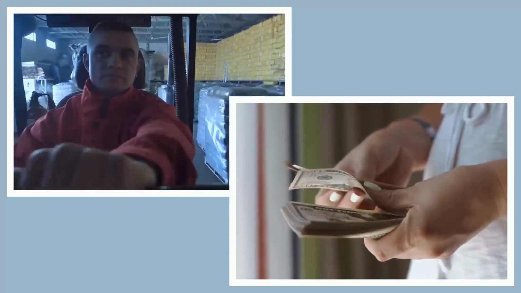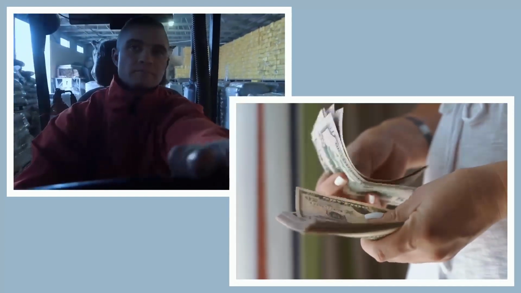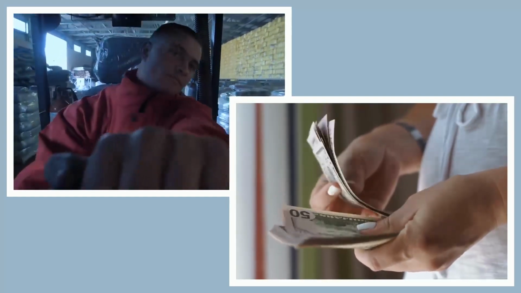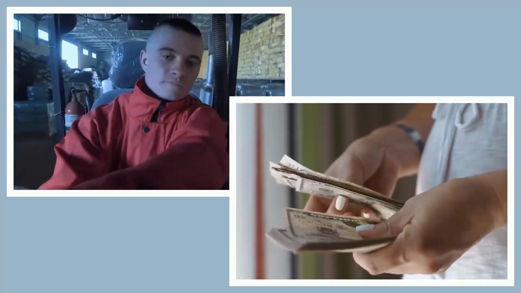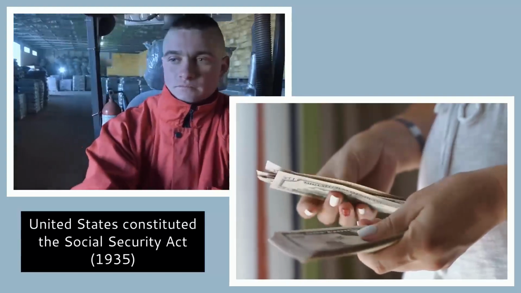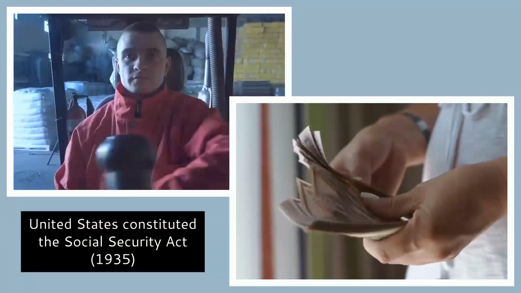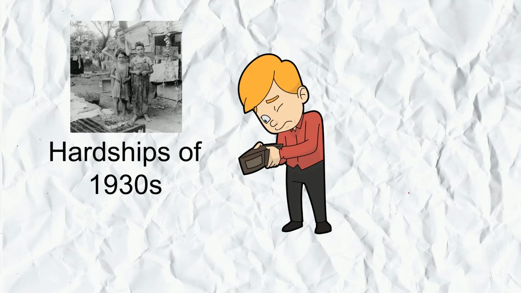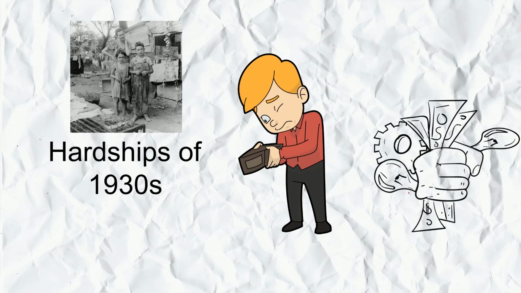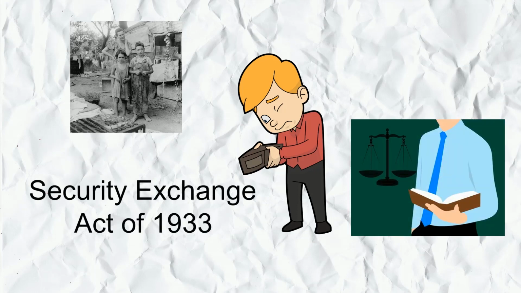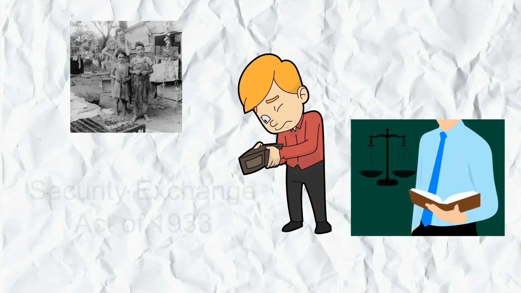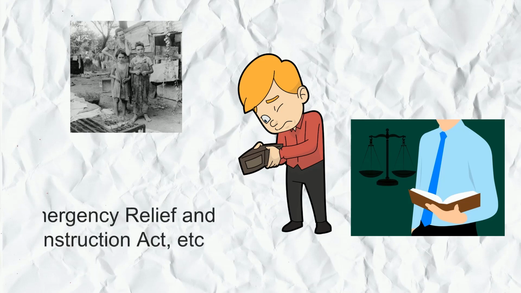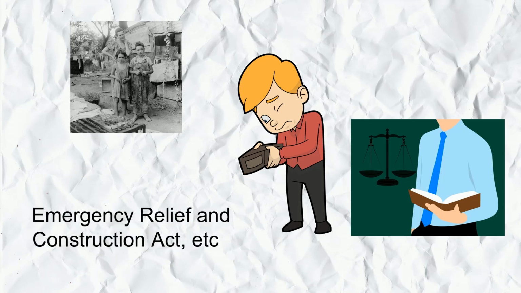In an attempt to revive the economy, governments all over the world actively participated in the regulation process, especially of the financial markets. The United States enacted the Social Security Act of 1935 as a response to the hardships of the 1930s. It included unemployment compensation and an old age and survivors insurance scheme. With this, several other acts like the Security Exchange Act of 1933, the Glass-Steagall Act, the Emergency Relief and Construction Act, etc. were introduced as corrective measures.